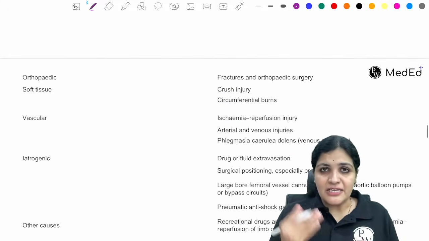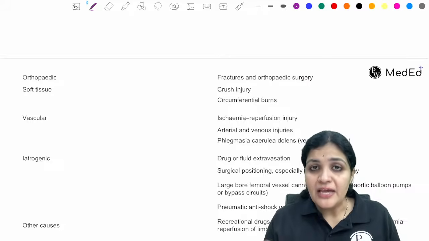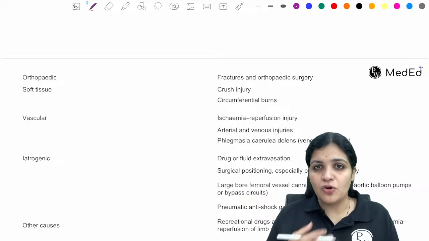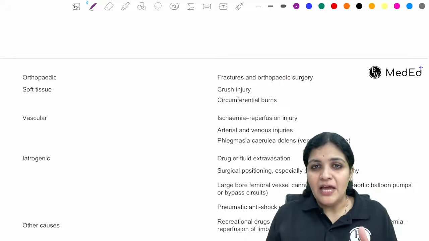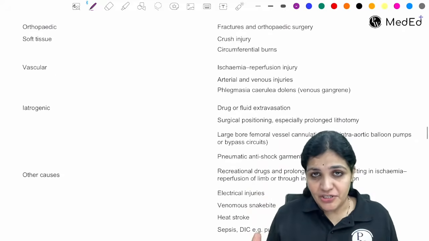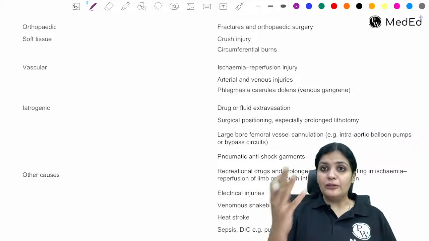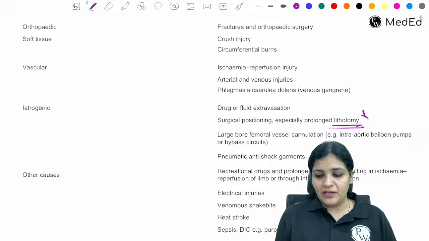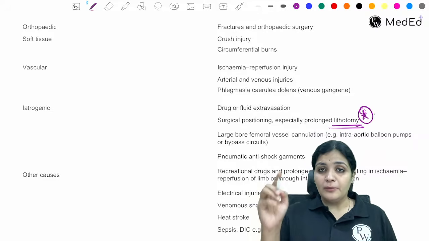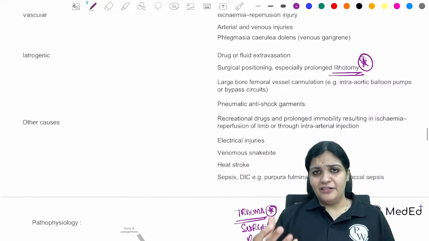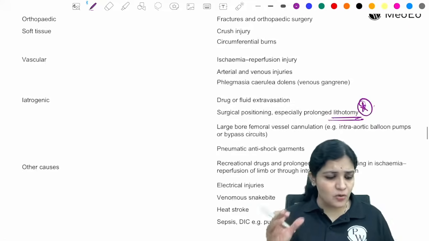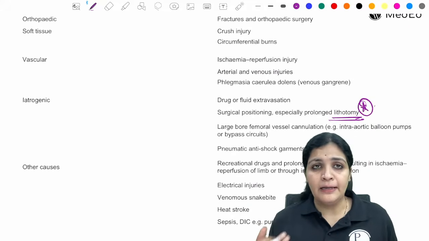So fractures, surgery, crush injury, any circumferential burns or any tight casting. Whenever you put a cast very tightly, sometimes drug or fluid extravasation, sometimes the position of the limbs, like in lithotomy. Sometimes in lithotomy you have to be very careful. This lithotomy position will also cause compartment syndrome, right? And electrical injuries, heat stroke. So these are the various causes which might result in compartment syndrome.